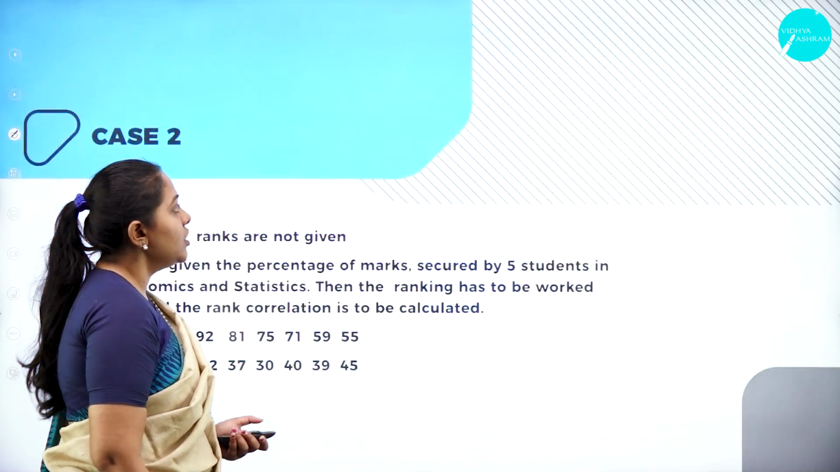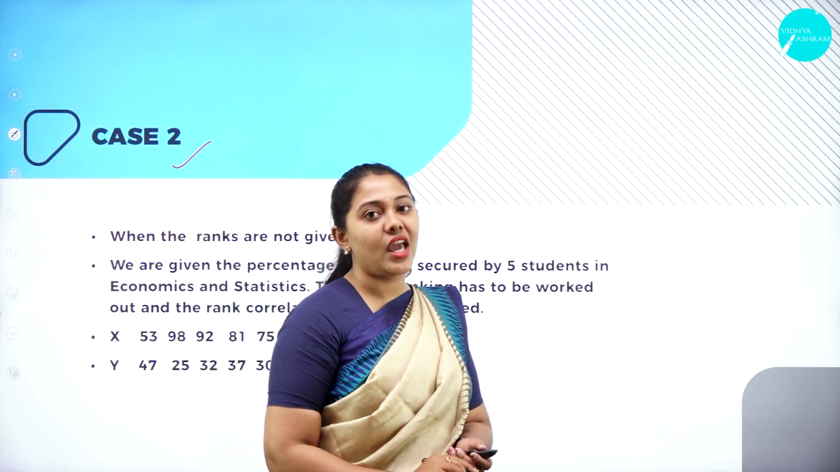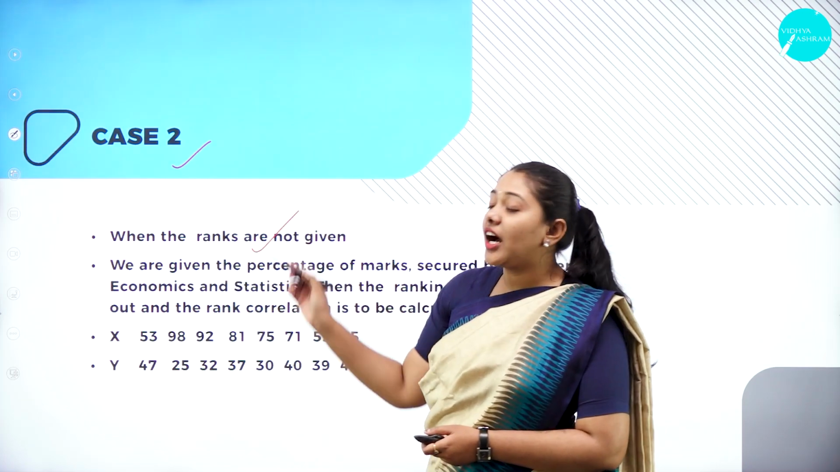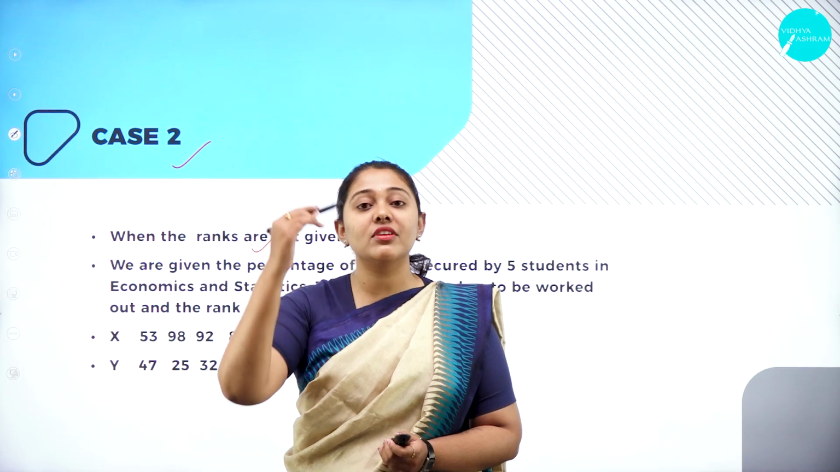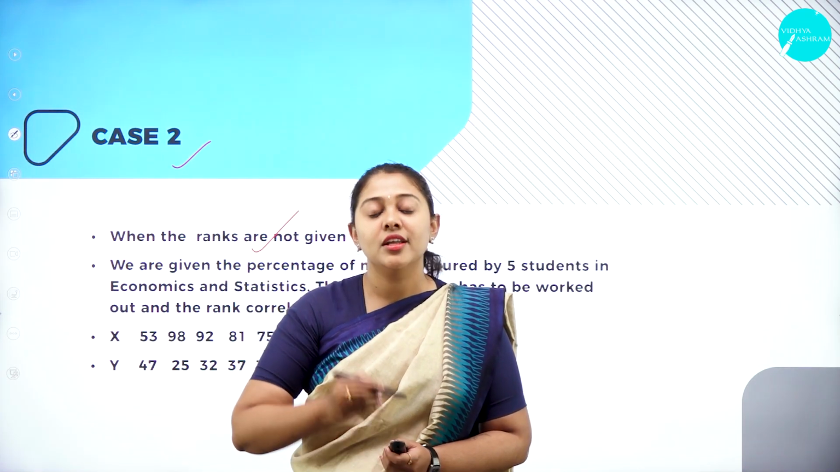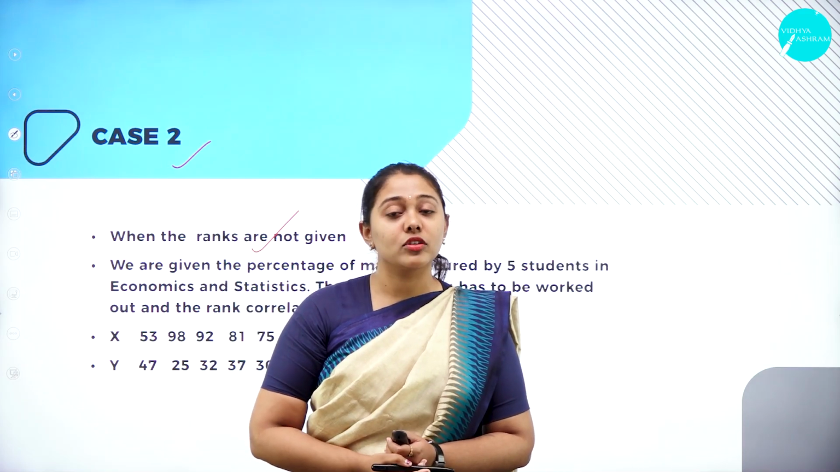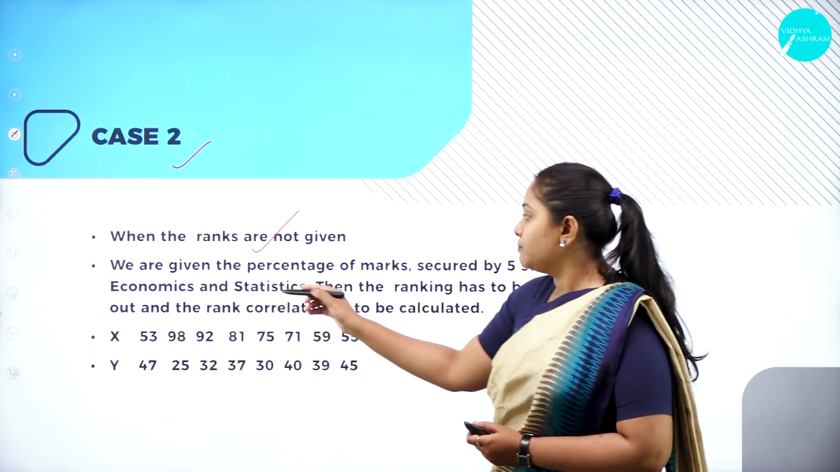Moving forward, let us see what case 2 is all about. When the ranks are not given in the question. In the previous problem, judges were given and the ranks allotted were given in the question. But in this question, ranks are not given. So let us read out the question.